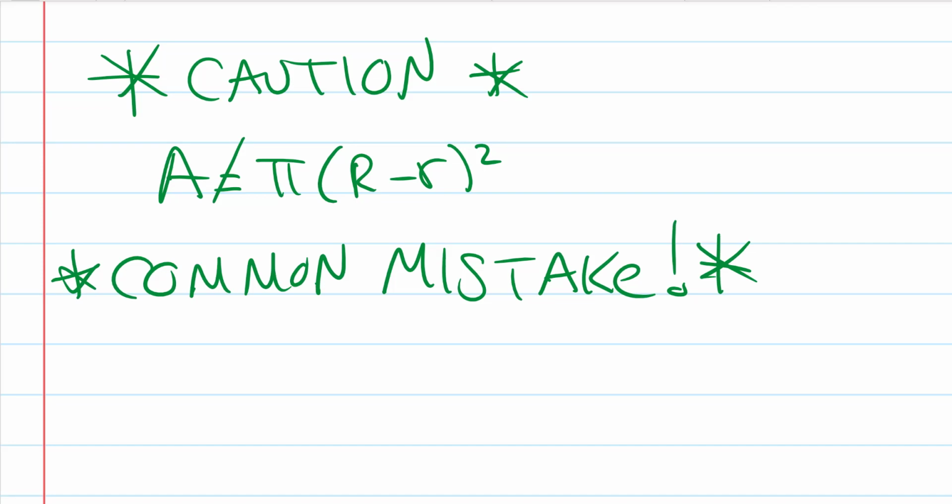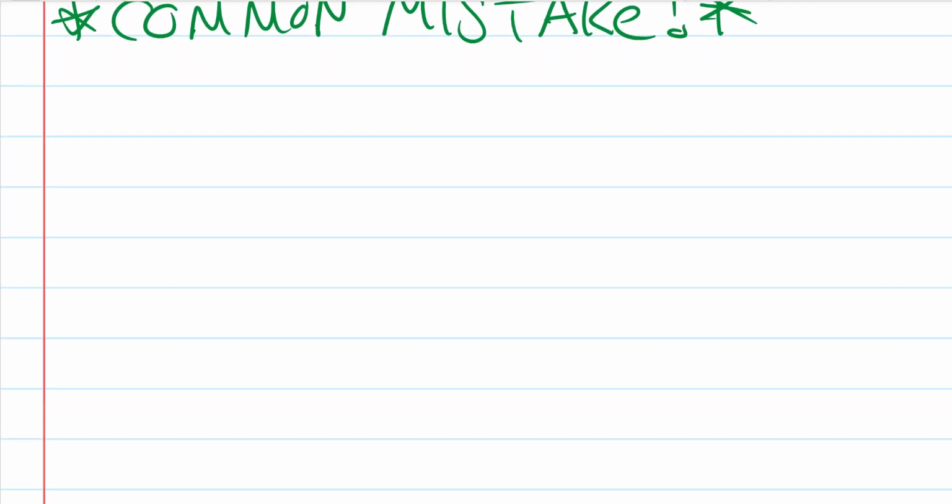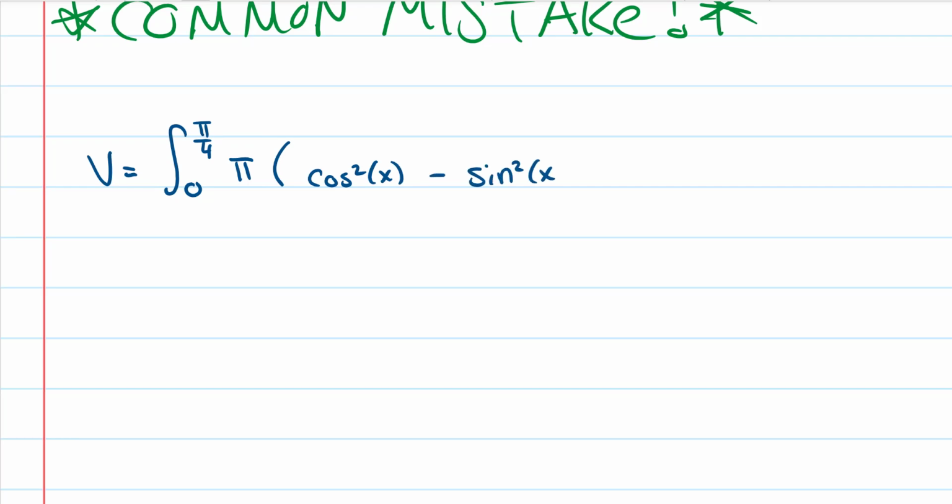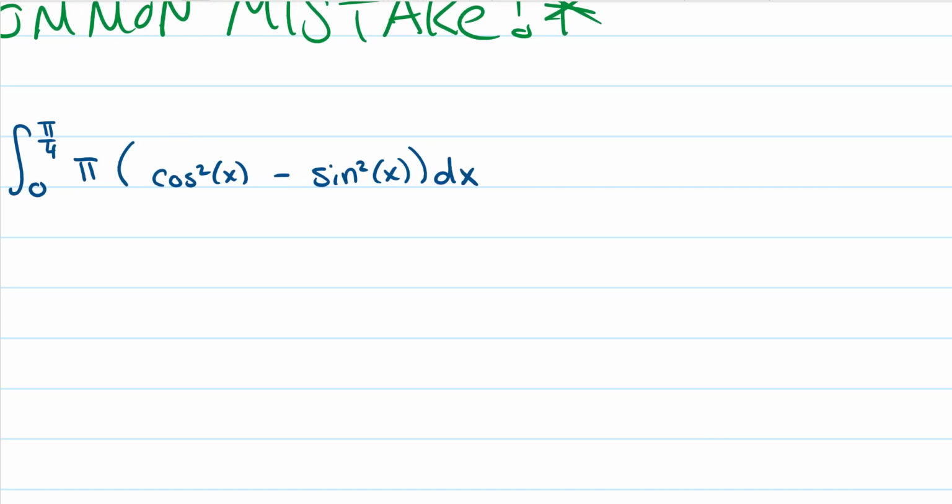So now let's go into determining the volume of this shape that we had originally. So our volume is equal to the integral from 0 to pi over 4, because these are the intersection points, of pi times the outer radius squared, and so that was cosine squared of x, minus the inner radius squared, which is sine squared of x, dx. And here we're going to need a trig identity.